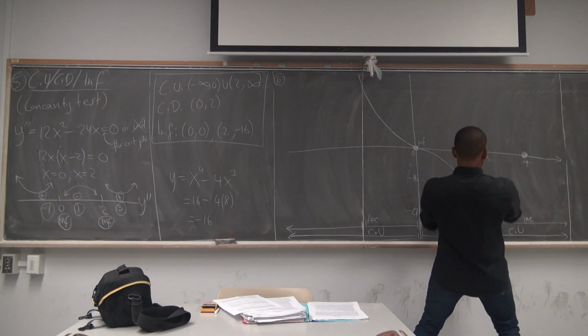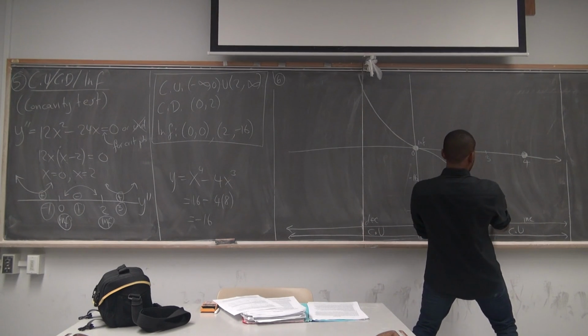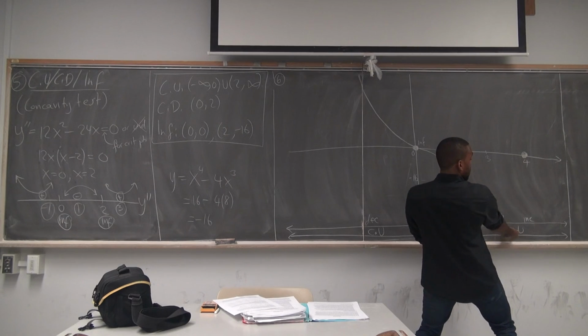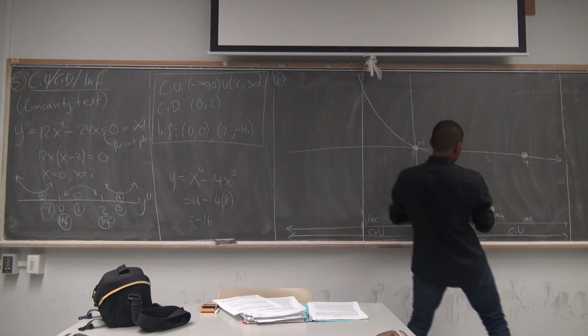Now I move to this section between these 2 coordinates. Notice here, I'm still in the decreasing region, but I just moved into the concave up region. So here I'm decreasing and I'm concave up. So now I'm going to switch again to a smiley face.